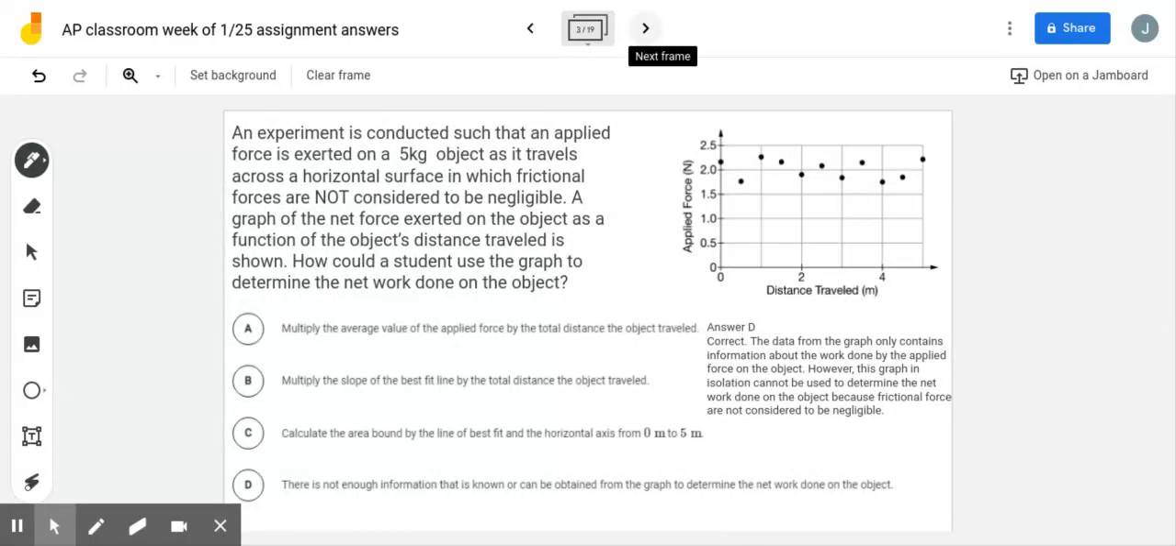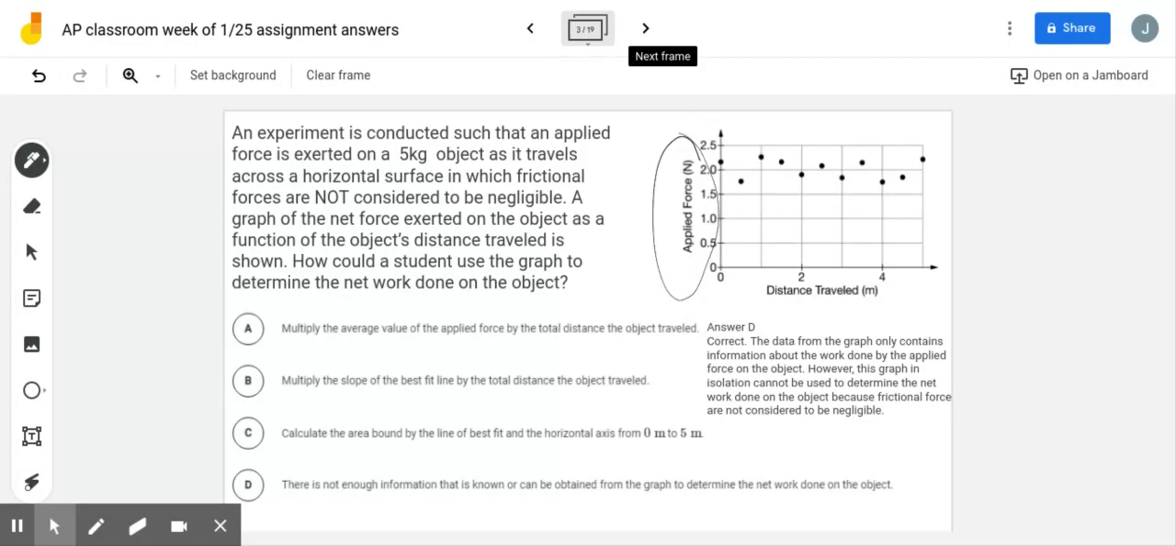Next one. Okay, so for this one, I put the correct answer on here. I don't know why. Okay, so it says an experiment is conducted such that an applied force is exerted on a 5 kilogram object as it travels across a horizontal surface in which frictional forces are not negligible. What that means is there's an applied force, let's call it a push. So I'm pushing a 5 kilogram object, probably a box, across a floor. There's also friction on it. This is a graph of the net force on the object as a function of the object's distance traveled is shown. Well, that's not true because it says it's applied force.